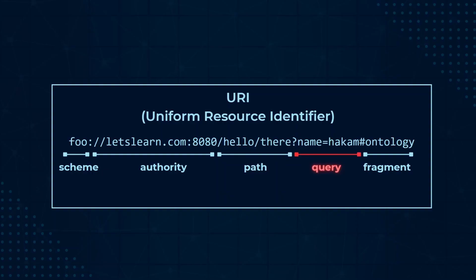Next is the query. This part is used to provide additional parameters, often for the purpose of retrieving or manipulating data. And finally, we have the fragment. This part of the URI is used to identify a secondary resource, such as a section or a position within the primary resource. It's often seen after a hash. Not all parts of the URI are mandatory. In fact, a URI must only consist of 2 core parts, the scheme and the path.